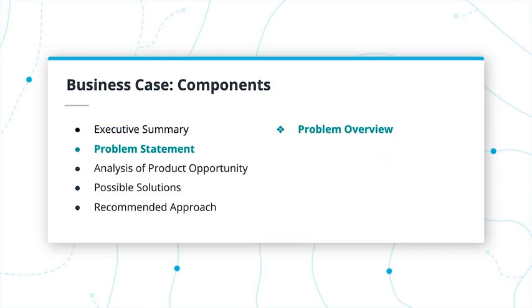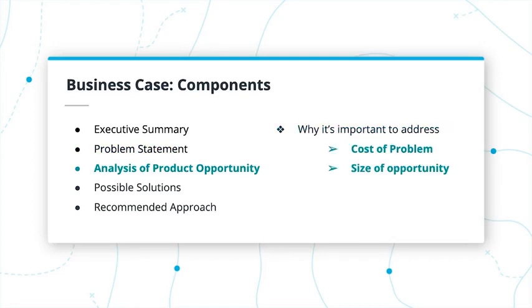For the problem statement, you want to give an overview of the problem and why it matters. Why is this something that's important to solve? What is the goal behind solving this problem? And how does solving this problem link back to business strategy and business goals? In the analysis of the product opportunity, you want to answer the question, why is this important for the business to address? And what is the cost of the problem or the size of the opportunity?